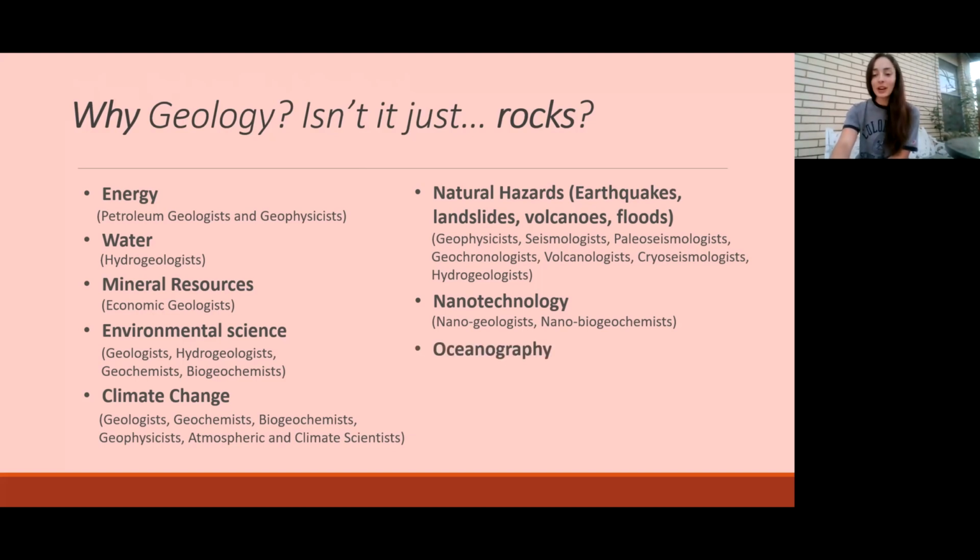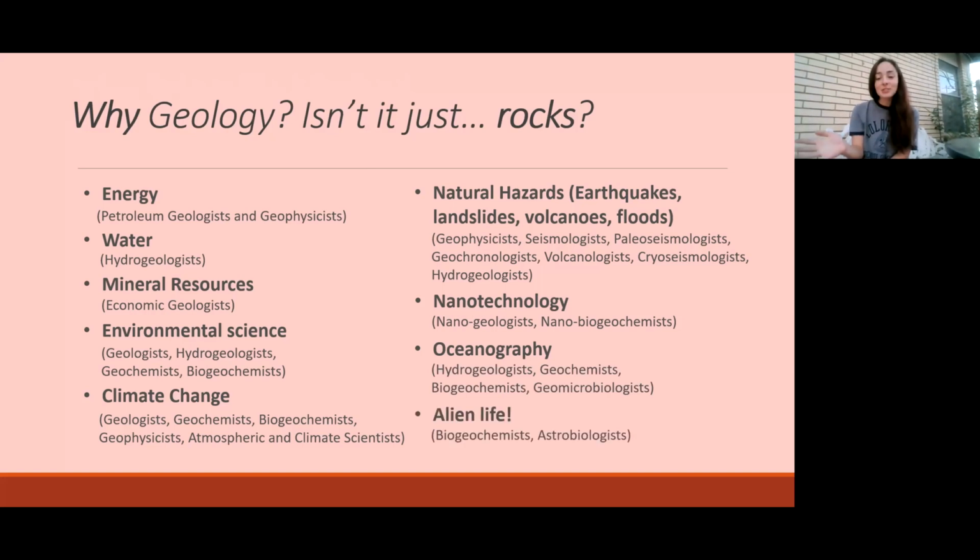Oceanography, this is kind of where my field of geology fits in. I am a marine biogeochemist. And alien life, astrobiology, guys. Geologists are of key importance for this field as well. So all of these things are relevant in geology. And if you're a geologist, you can do any of these things you want to do. It is awesome. Geology plays a role in so many different fields of science that it can be anything you want it to be. And that's why it's amazing.